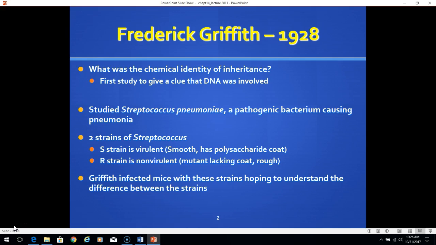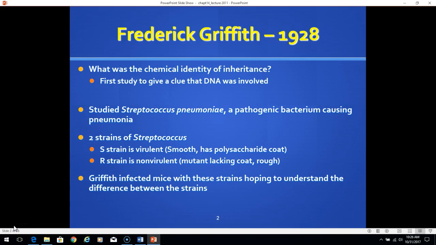So his studies in 1928 gave us the first clue that DNA was involved. At this point, DNA was understood as being a molecule in organisms, but understanding exactly what DNA was and how it worked was still very much in its infancy. So Frederick Griffith's experiment gave us a lot of insight into DNA.